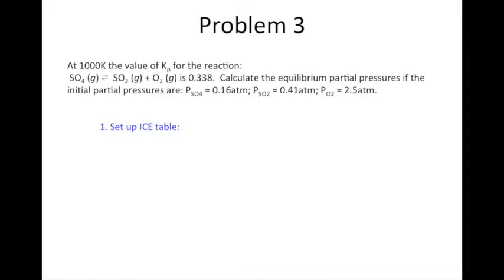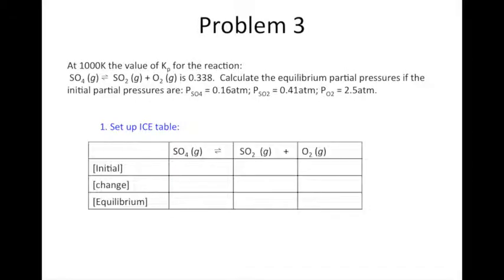Okay, so let's follow our steps. Our first step, set up an ICE table. So we have our ICE table set up. Second step, insert our initial partial pressures. Here we're given partial pressures and Kp, so we put these in as atmospheres instead of molarities.